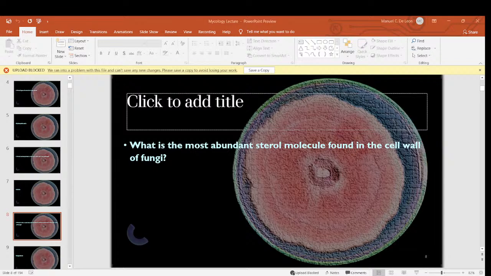I'll give you guys a couple of seconds to muddle over it and let it marinate. You can even search Google for me if you want. Don't worry, as long as we get participation. Anybody? What is the most abundant sterol molecule in the cell wall of a fungi? Somebody answered ergosterol.